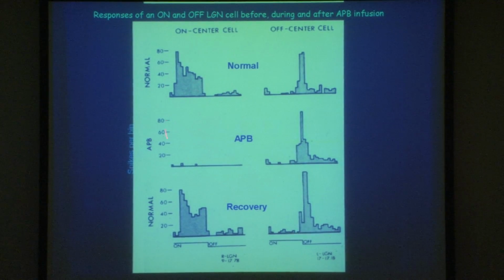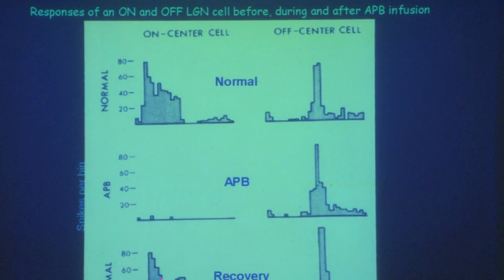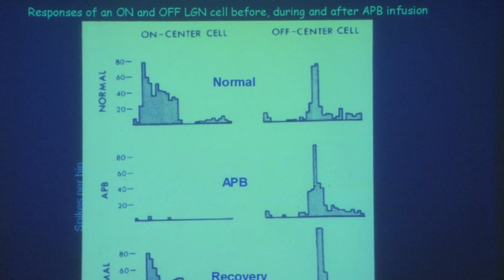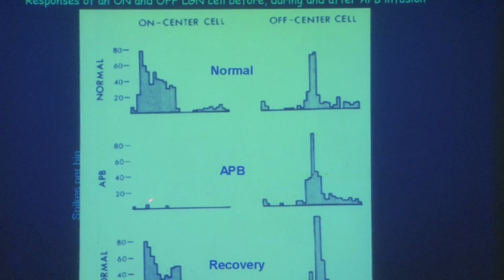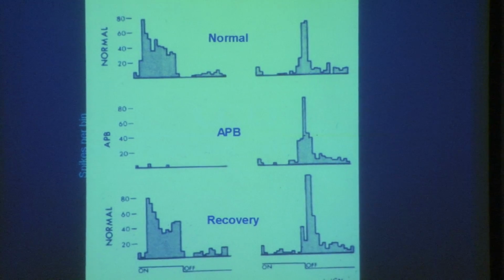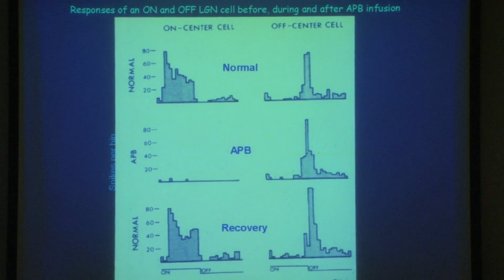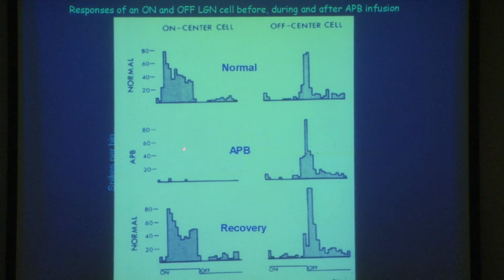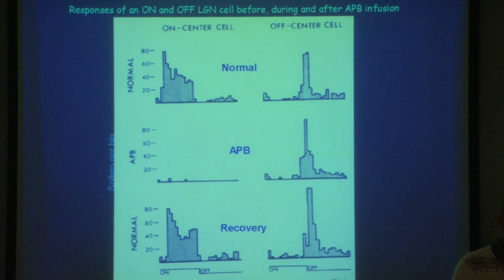So here's an example of taking a response. These are cumulative histograms, okay? You turn the light on and then turn it off. And you can see here's an on-center cell responds vigorously under normal conditions. You put APB into the eye, the cell stops responding. And then when the animal recovers from this, you wash it out, so to speak, then the response returns. By contrast, you do the same experiment in an off-center cell, shown on the right, you see that the cell continues to respond when you put APB into the eye. So this is indeed a magic bullet which selectively blocks the on system and has no significant effect on the off system.